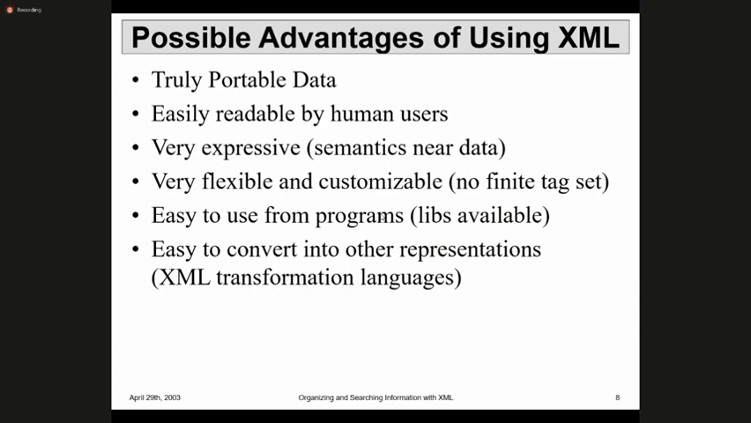Easy to convert into other representations. As an example, you have your data in one format in your application, and in another application you want to show it in a different representation. Let's say you have it in a table representation and you want to represent it as a graph. You can simply take the XML file and represent it as a graph. In another one you can represent it as a table, or as a report, or maybe a chart. Likewise, it is easy to convert into other representations.